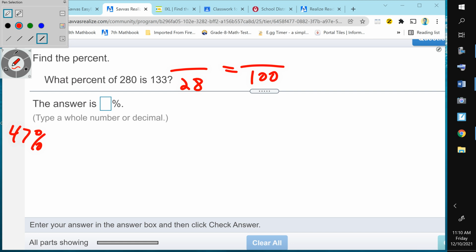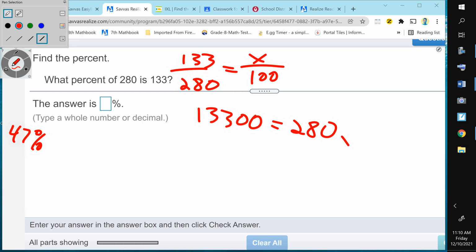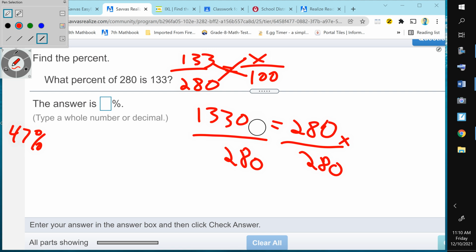Of 280, there's my x, there's my 133. Multiply: 13300 equals 280x. I got those numbers. 280 times x, and that times that. Divide by 280. Since that ends with a 0, I'm going to get rid of the zeros at the end just to make it a little bit smaller and easier to work with.